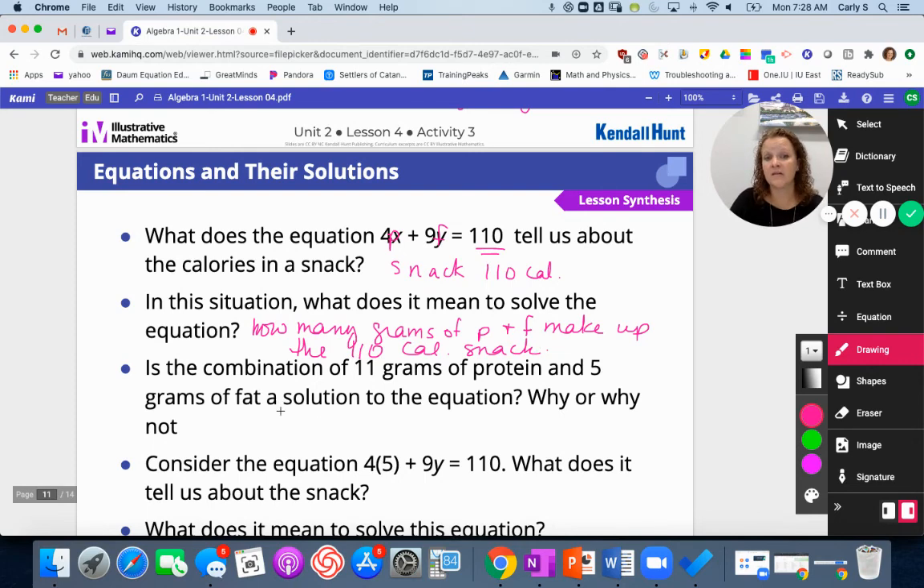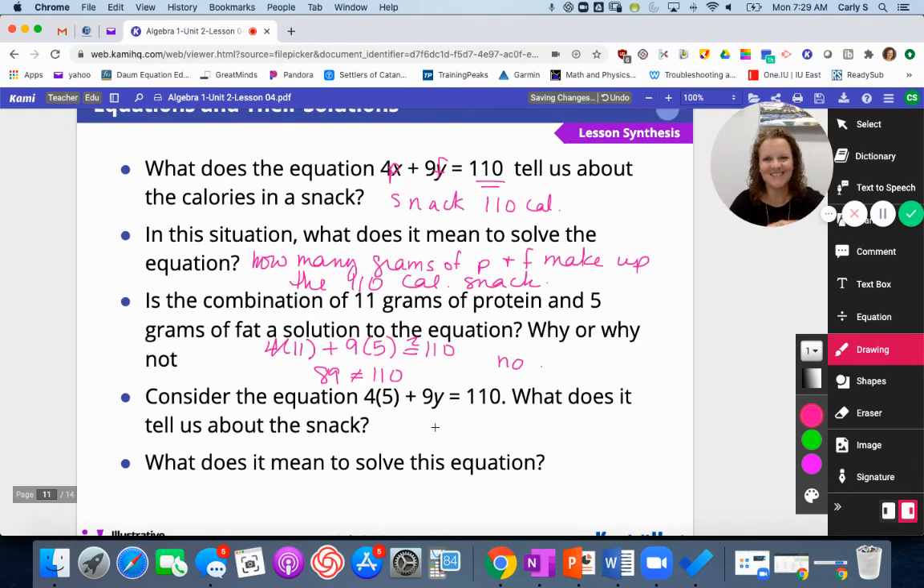Is the combination of 11 grams of protein and 5 grams of fat a solution to the 110 calorie snack? So I just substituted as I was talking. 4 times 11 plus 9 times 5 is 89. 89 does not equal 110. So no, because it's not a solution to the equation.